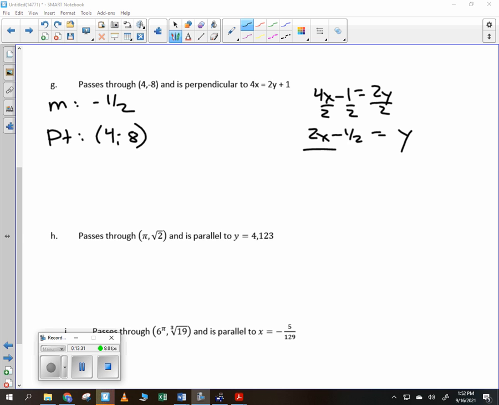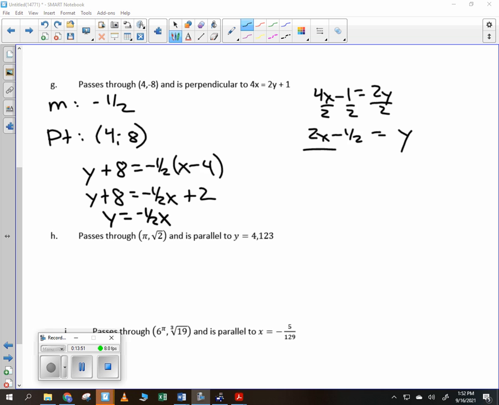Okay, here we go. I've got y minus y1. So y plus 8 is equal to negative 1/2 times x minus 4. Am I okay there? Yeah. Y plus 8 is equal to negative 1/2 x, and negative 1/2 times negative 4 is positive 2. Subtract the 8, y is negative 1/2 x, and then a minus 6.